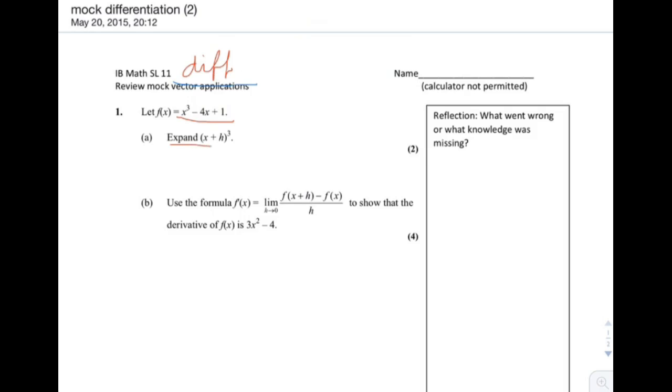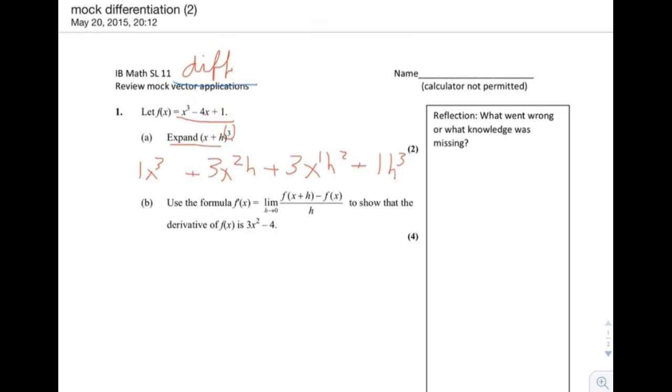It's going to tell you to expand (x plus h) cubed, because it knows you're going to need that later. Remember, you can expand this using Pascal's triangle. So 1, 3, 3, 1, because it's a third order function. And then we put x to the third, x squared, x to the first, and then h to the third, h squared, h, and nothing.